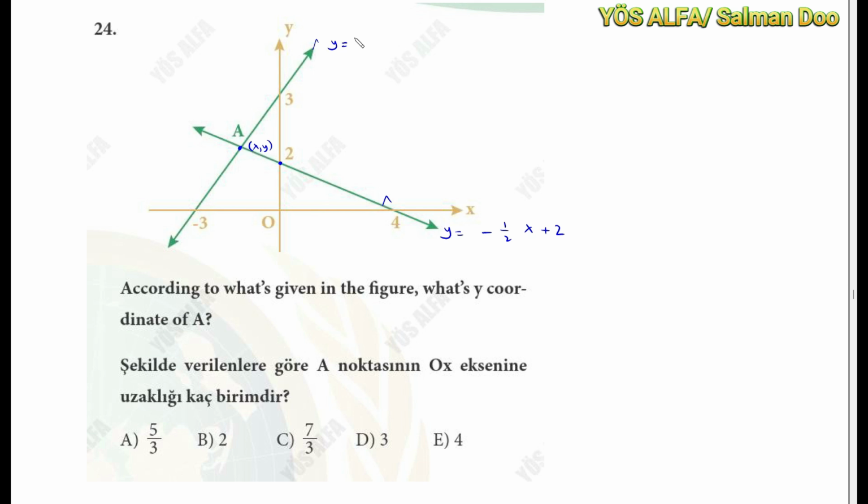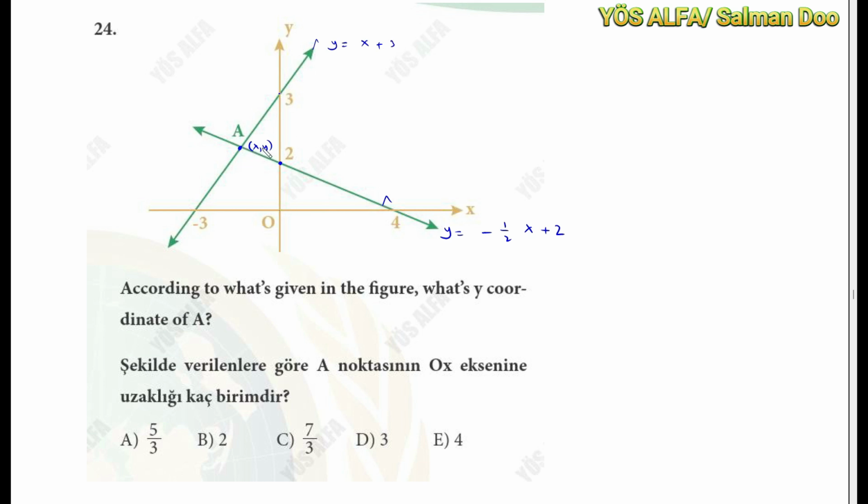The second equation can be found using the same technique. So the rise is 3, run is 3, and since the line is going in this direction, it's a positive slope. So we have y is x plus, when x is 0, y is 3. So we have this equation.